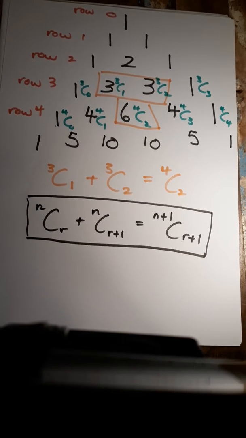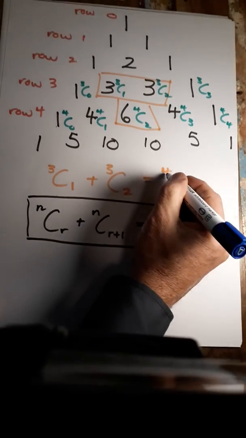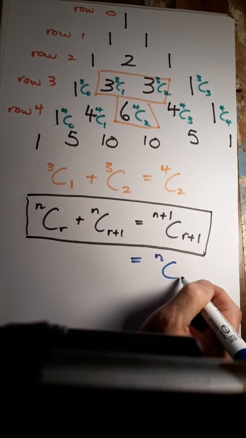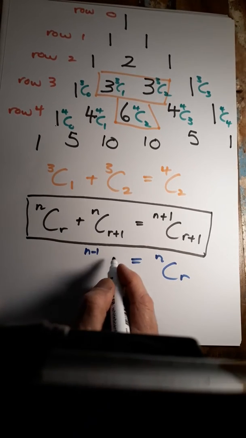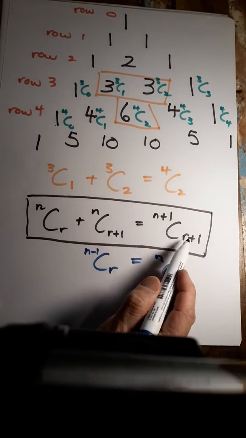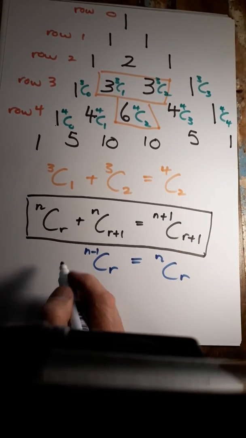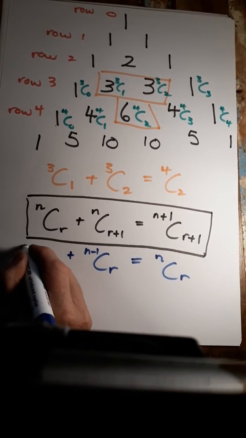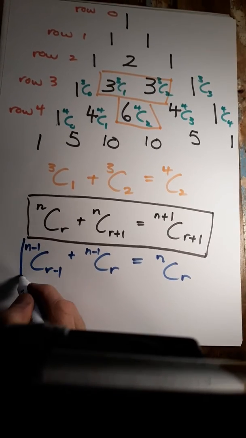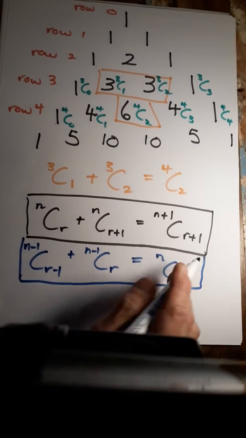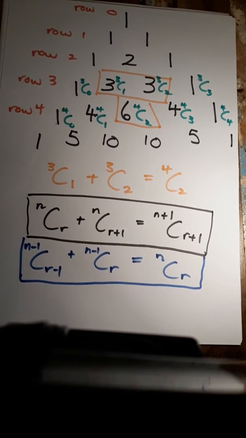That's not the only way that you could have written that rule. Someone might have said, no, I'm going to call this 4C2 nCr. Well, if that's the case, then this is (n-1)Cr, because they're still the same, 2, 2. And this is (n-1)C(r-1). Same rule. It just depends what you want to call n, where you want to start with n and r.